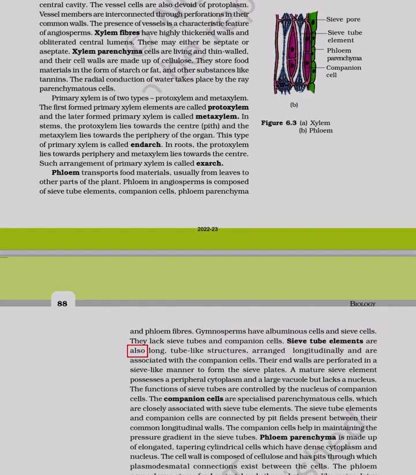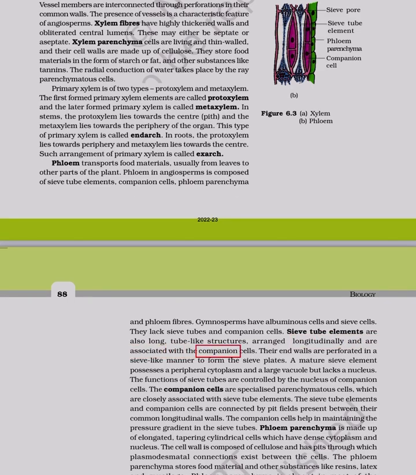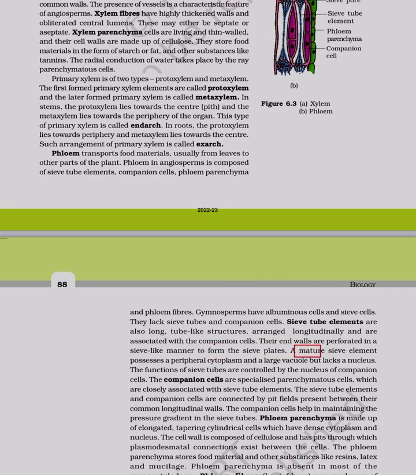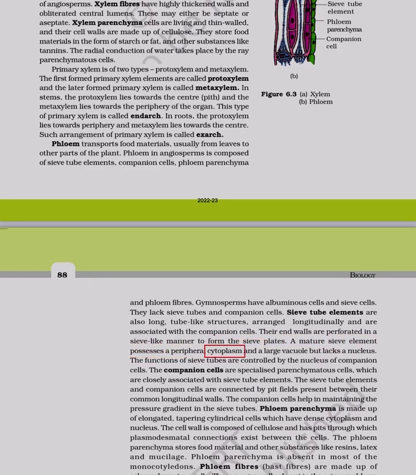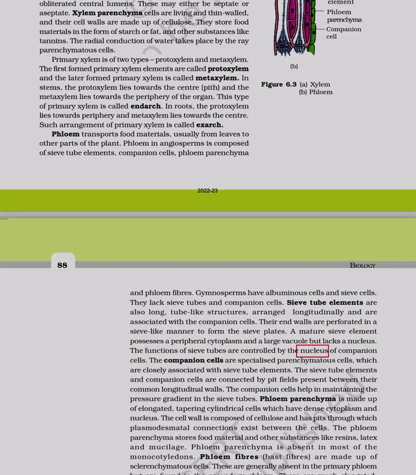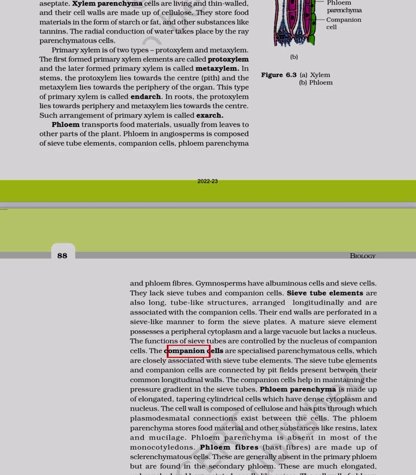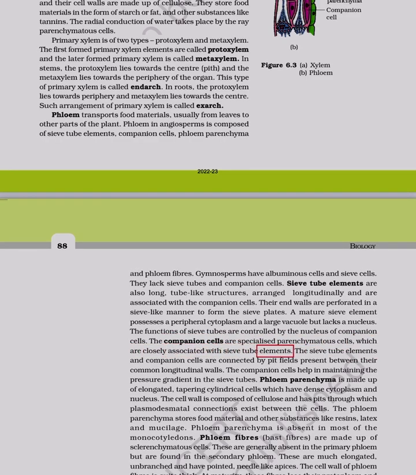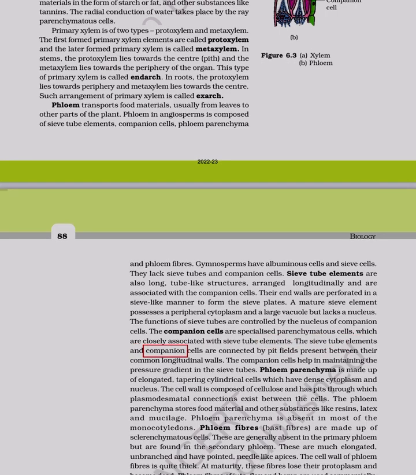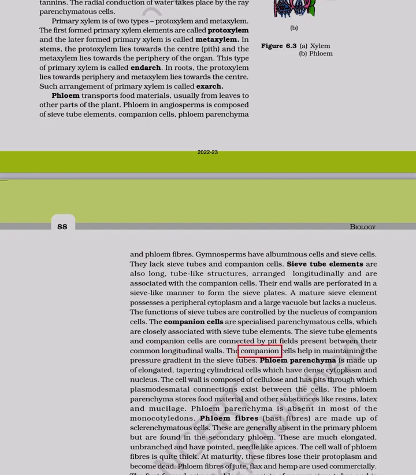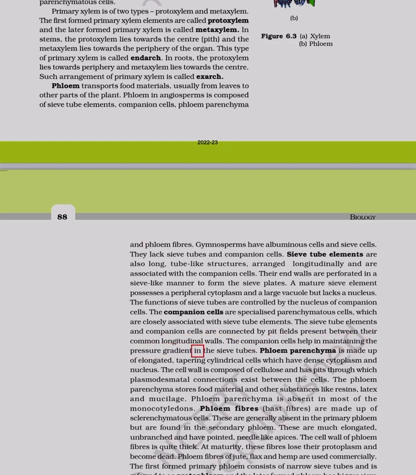Sieve tube elements are also long, tube-like structures, arranged longitudinally and are associated with the companion cells. Their end walls are perforated in a sieve-like manner to form the sieve plates. A mature sieve element possesses a peripheral cytoplasm and a large vacuole but lacks a nucleus. The functions of sieve tubes are controlled by the nucleus of companion cells. The companion cells are specialized parenchymatous cells, which are closely associated with sieve tube elements. The sieve tube elements and companion cells are connected by pit fields present between their common longitudinal walls. The companion cells help in maintaining the pressure gradient in the sieve tubes.